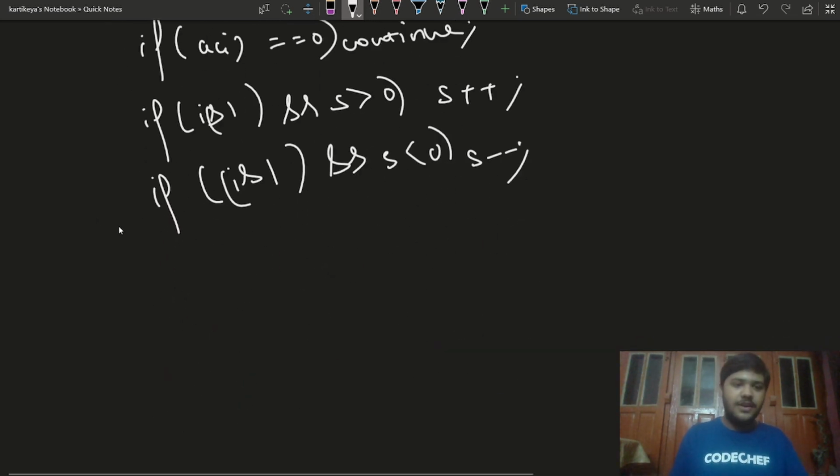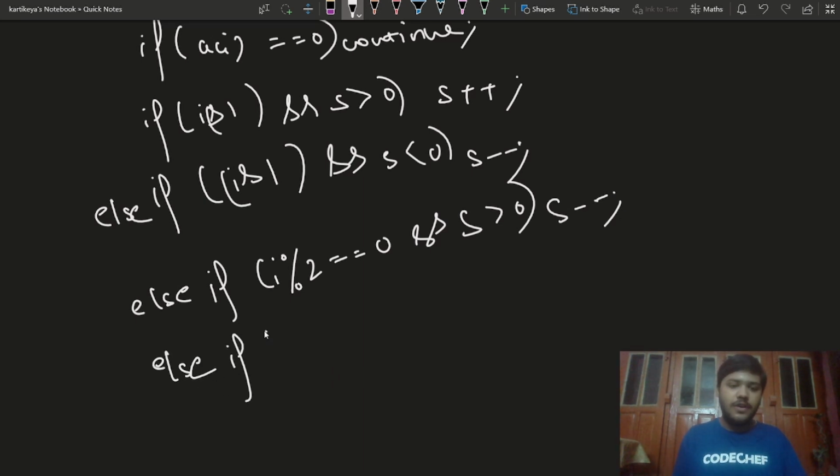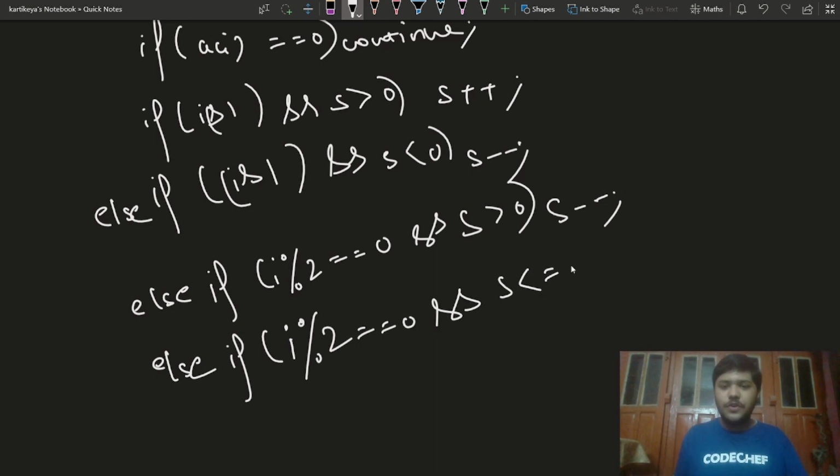Here it should be an else if. If it is Mixi's chance, I is even, and S is greater than 0, simply decrement it. Else if it is Mixi's chance, I is even, and S is less than or equal to 0, just increment it. For 0, you can either increment or decrement.